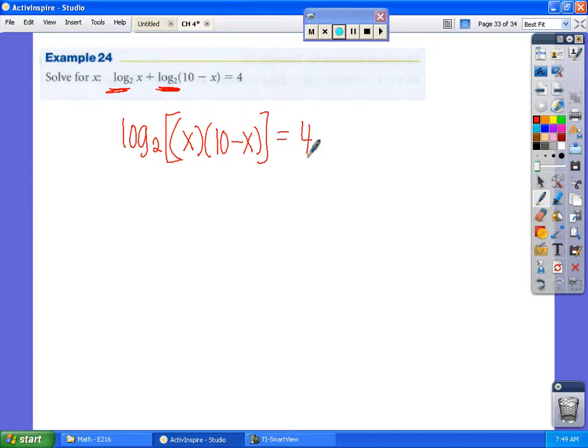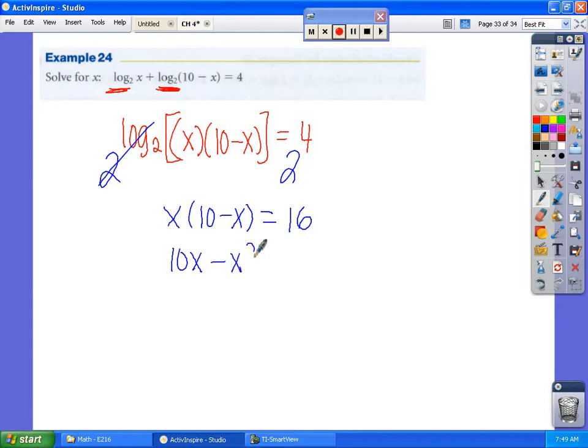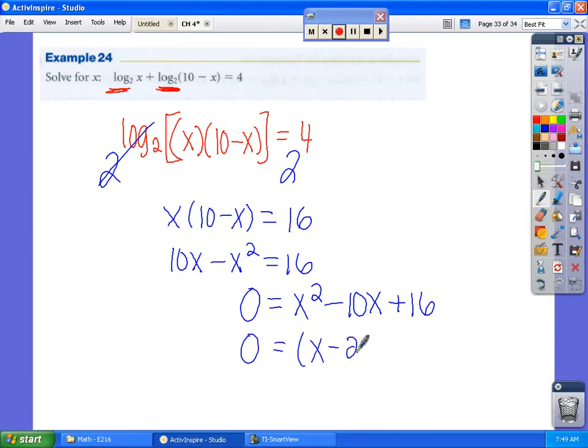Now the log base 2 is isolated. What I mean by that is no coefficient, no value added or subtracted. Take 2 to the both sides. This cancels, and I have x times 10 minus x is equal to 2 to the 4th, which is 16. So I have 10x minus x squared equals 16. I am going to move the x squared to the right side so it's positive. Subtract 10x plus 16 equals 0, and I bet you it is factorable. x minus 2, x minus 8, therefore x equals 2, and x equals 8.